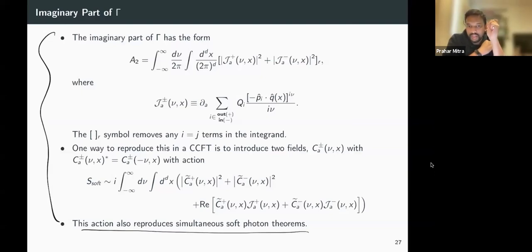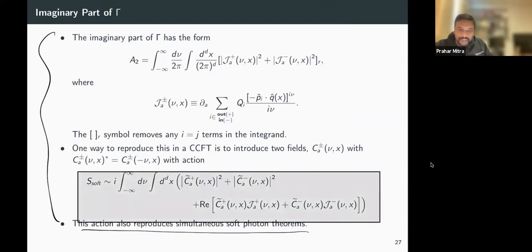You take limits one at a time, but there are also simultaneous soft limits, which have a whole different structure. It's still a factorization, but the corresponding soft factor is much more complicated. And it's also only there in non-Abelian gauge theories, by the way. It's not a structure that you can find in Abelian gauge theories. And surprisingly, the same action that reproduces the imaginary part of J somehow also reproduces the simultaneous soft theorem. So I think this is the correct answer.